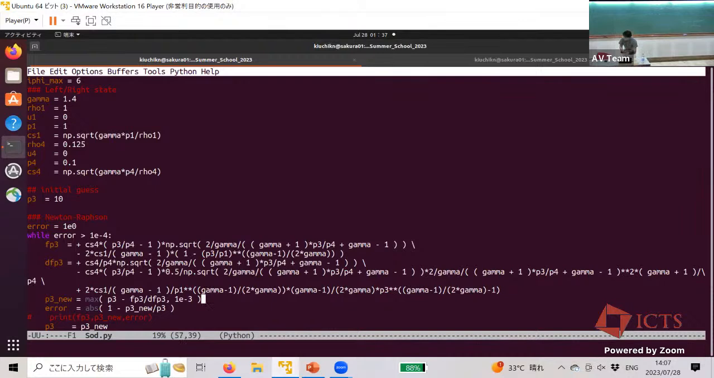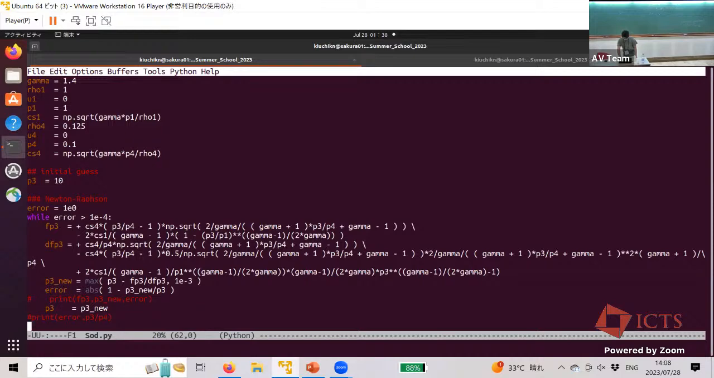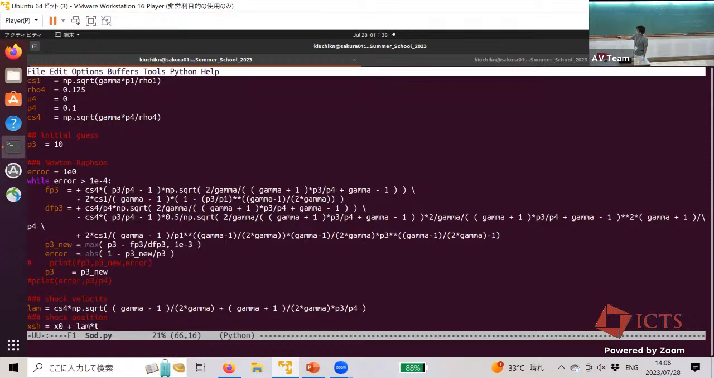I set this tolerance as 10 to the minus 4, something like that. If this condition is not satisfied, the loop is repeated by replacing P3 with the new value of P3. So we iteratively solve these equations in this way. After you get the convergent result of this equation in terms of P3, now you have the pressure in state three.